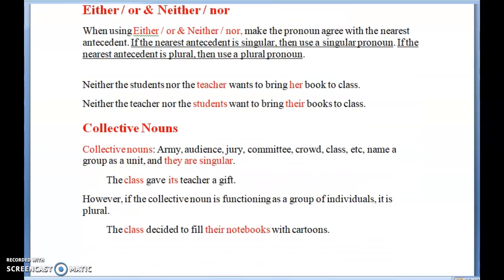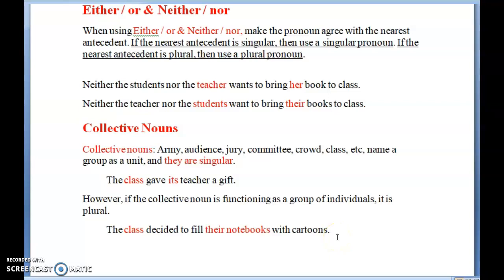Collective nouns. I love collective nouns because collective nouns come in two categories. They come in nouns that represent a group as a unit. Okay, we have army, audience, jury, committee, crowd, class, etc. They name a group as a unit, and so therefore it's singular. The class gave its teacher a gift because class is acting as a unit of one. However, if the collective noun is acting as a group of individuals, then it is plural. The class decided to fill their notebooks with cartoons.